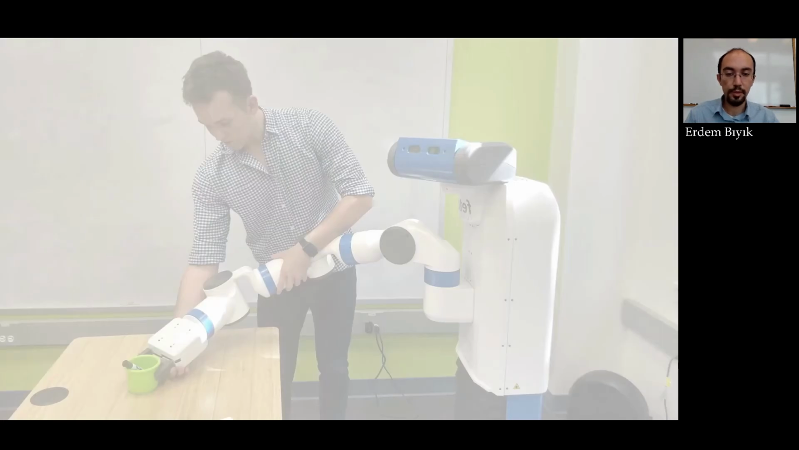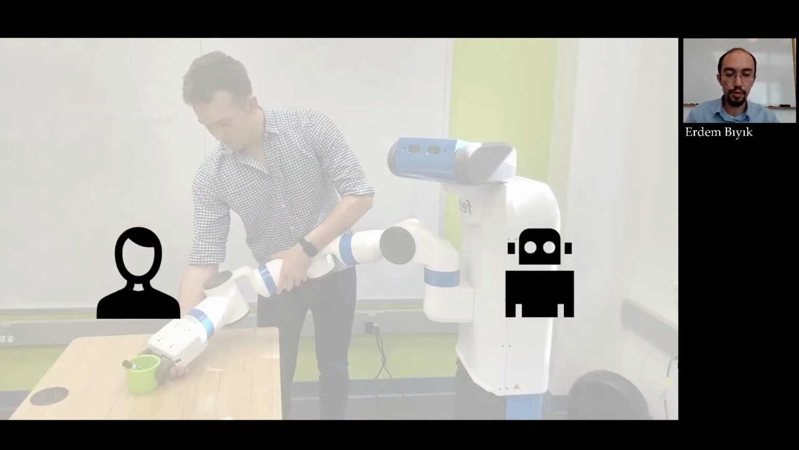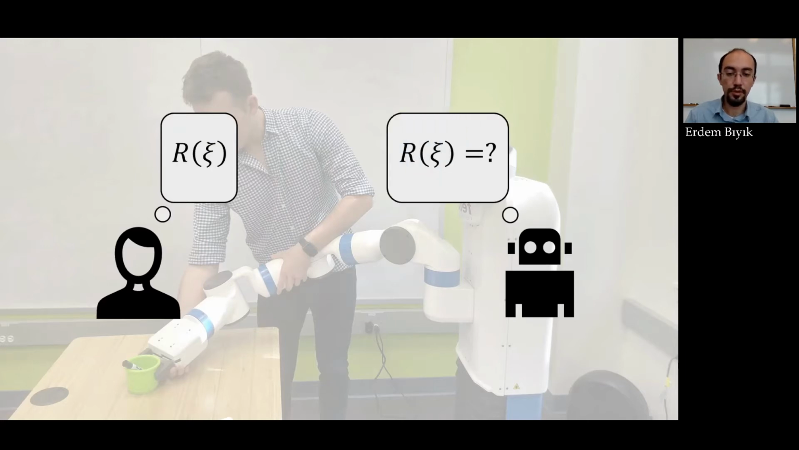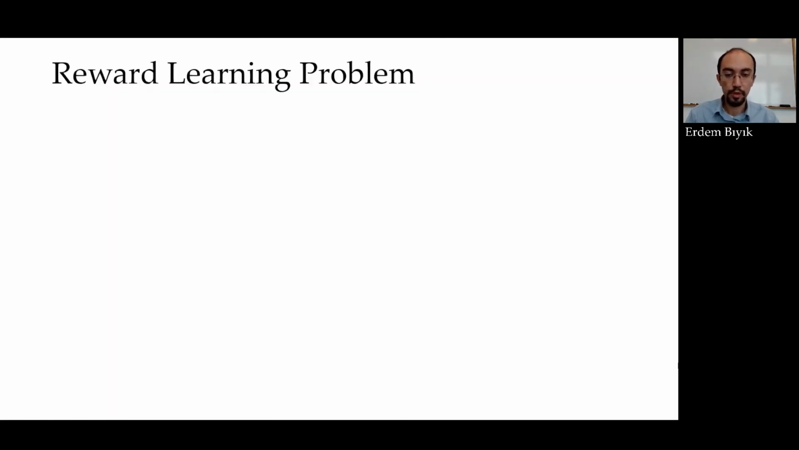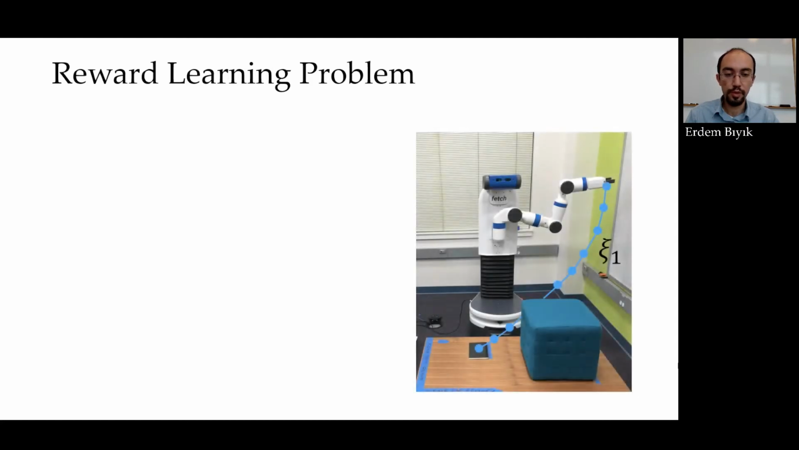Let me start with a problem definition. Let's say we have a user who wants a robot to perform a task. The user has an internal reward function that he wants the robot to optimize. However, the robot doesn't know this reward function. To mathematically formulate the problem, let me use this example.